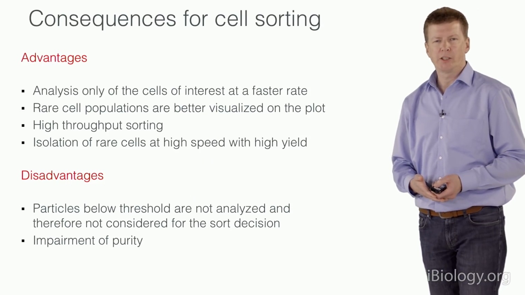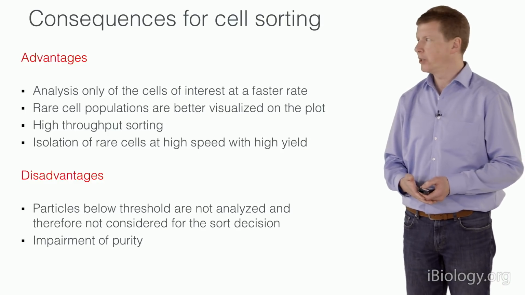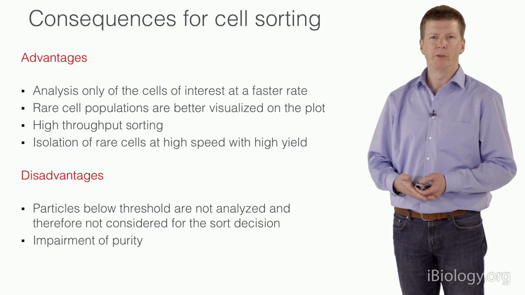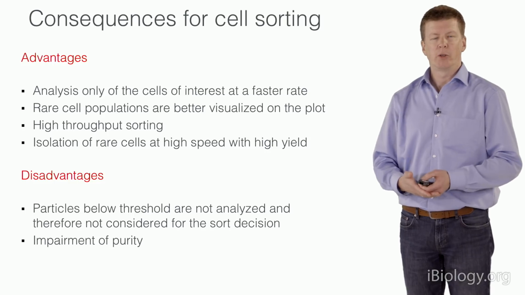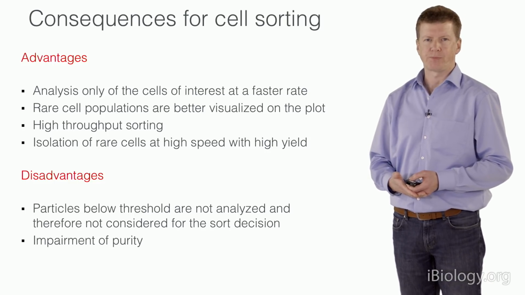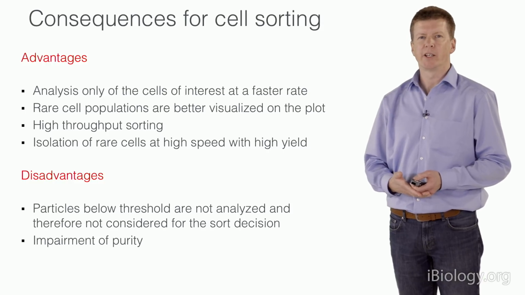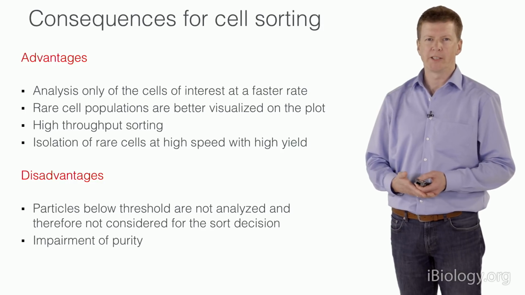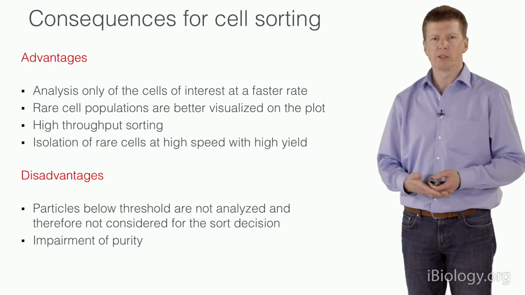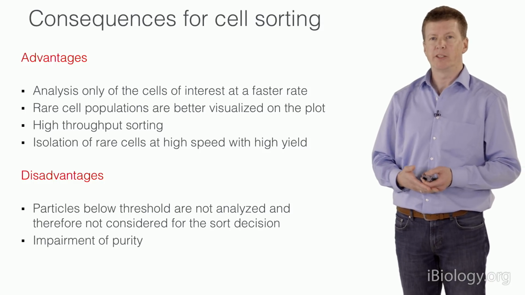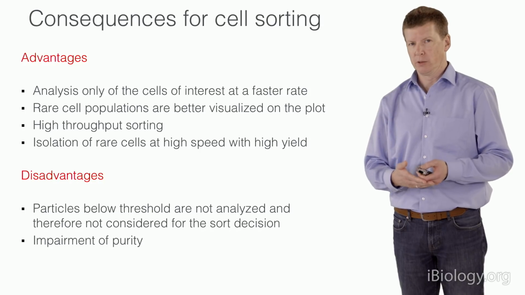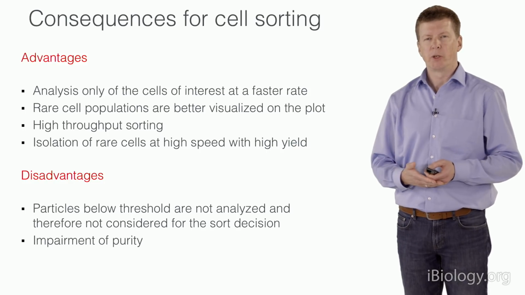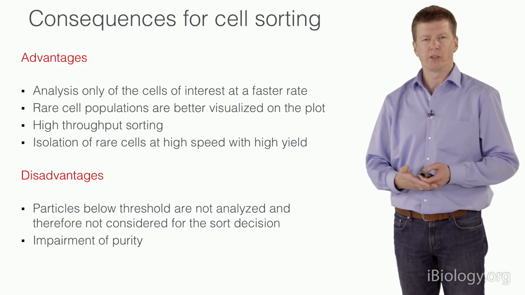The advantages might be obvious, namely that you can analyze your cells faster because rare populations get visualized better in your plot. So you have an overall higher throughput of sorting, and maybe you're therefore also getting a slightly higher yield of your cells of interest. But please always keep in mind that particles which are below the threshold cannot be seen by the machine and therefore are not analyzed. So your purity will be impaired very significantly, because you cannot exclude unwanted events from the sort decision process.